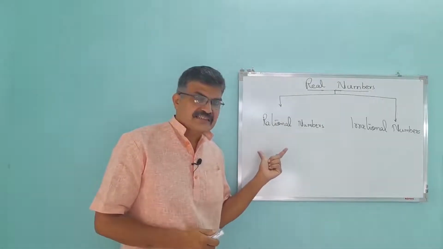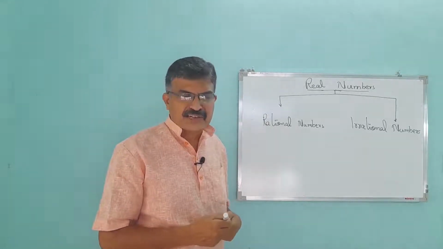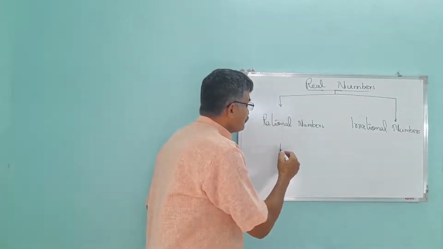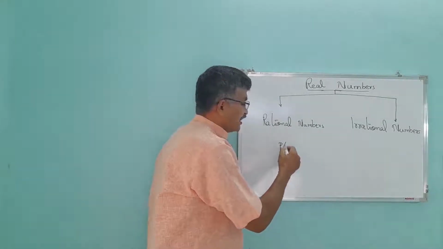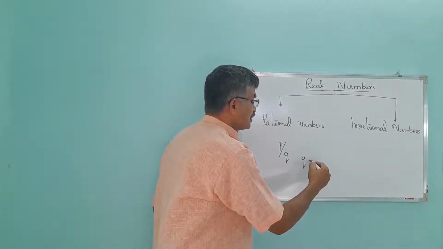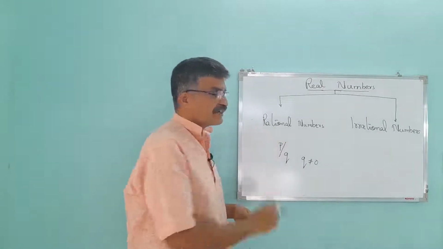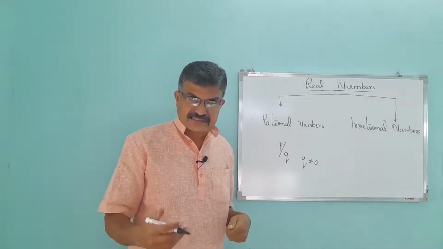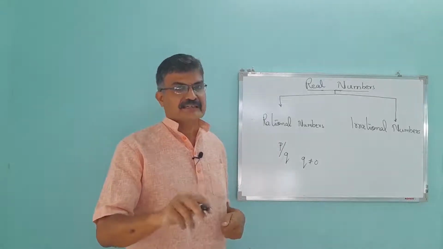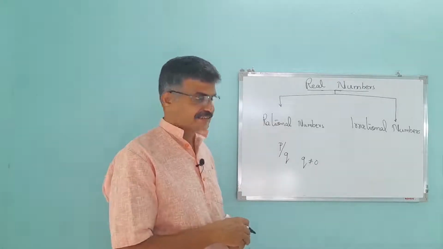So what are rational numbers? Rational numbers are numbers that can be written in fractional form, that is, in the form p by q, where p and q are integers and q is not equal to 0. The decimal expansion of rational numbers is either terminating or non-terminating repeating, recurring. All these things we have studied in the 9th standard.